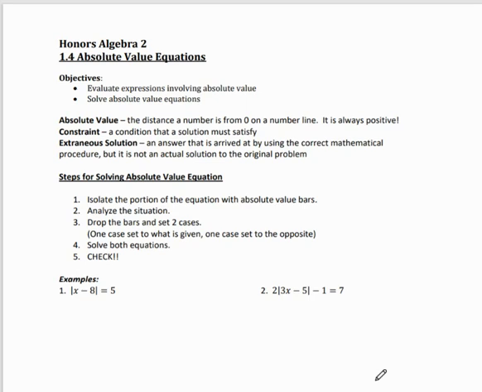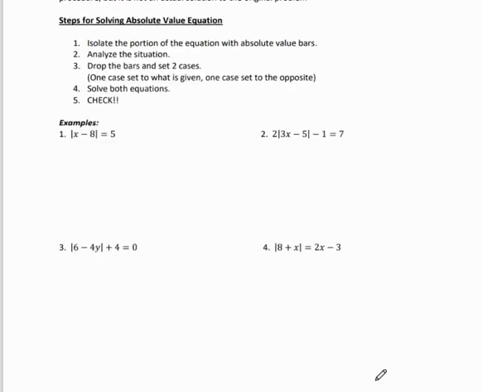Okay? One other thing we really want to remember in these problems is that we have to watch for extraneous solutions, special cases, ones that may not make sense or work. So let's get started with absolute value equations. There are some steps that you want to make sure to follow when doing absolute value equations, and they're listed here. Number one, we're going to isolate the portion of the equation with the absolute value bars. So we want to get the absolute value bars completely alone, everything else to the other side.